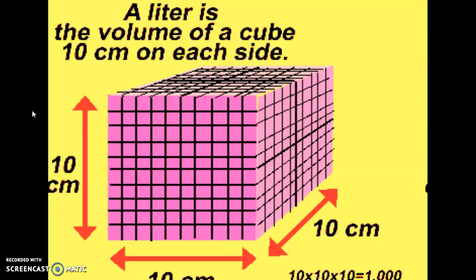So if we're talking about a solid, we would be measuring volume this way. A liter is the volume of a cube that's 10 centimeters on each side. So it has a length, a width, and a height that are all 10 centimeters, and you can see that that comes out to 1,000.